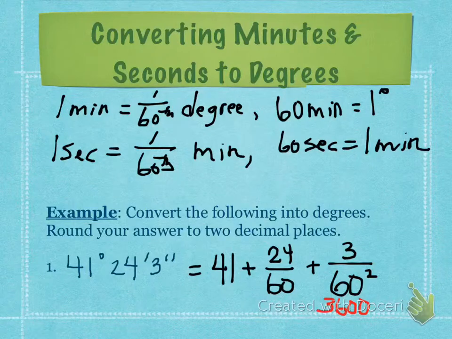So grab your calculator, and I want you to find out for me what is 41 plus 24 divided by 60 plus 3 divided by 3,600. Okay? And it tells us we want it accurate to 2 decimal places. If you don't have a calculator today, it's okay, just bring it next time. So it'll be 41, and then it'll be a decimal point. And I know that much of it because it's 41 degrees, and everything else is a portion of a degree. So it can't add up to make this more than 41.